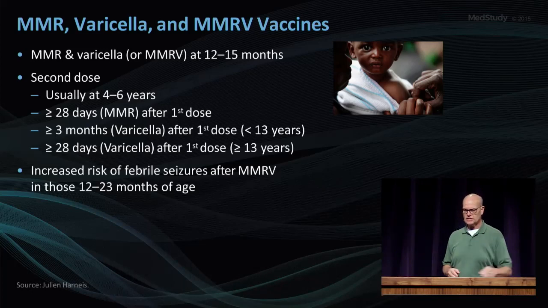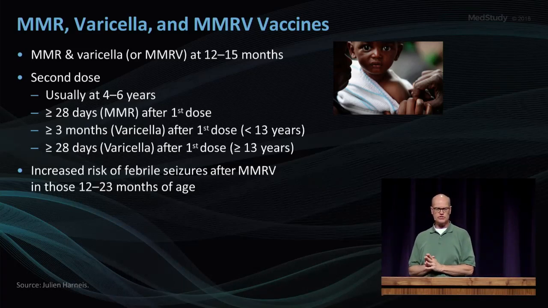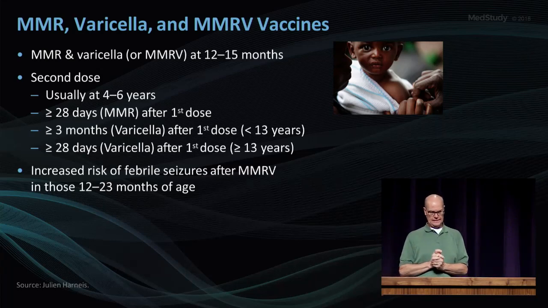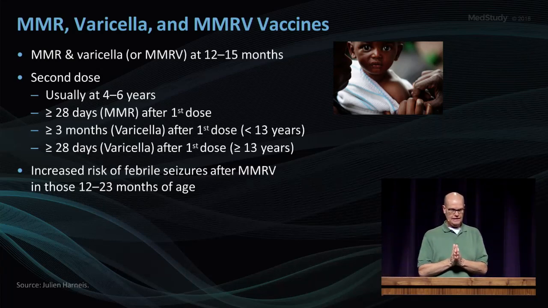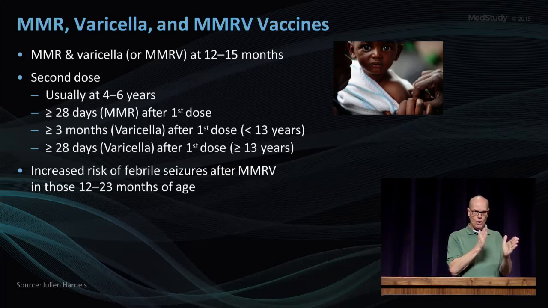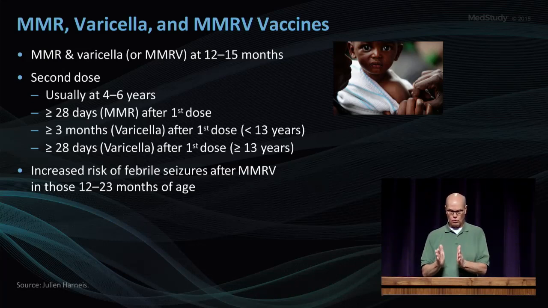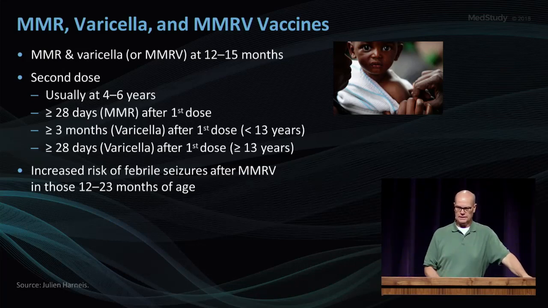So we give this vaccine at 12 to 15 months, the second dose typically at 4 to 6 years of age, but you can give the MMR as close to 1 month apart. And again, you can give the varicella either 1 month or 3 months apart, depending upon the age of the child.